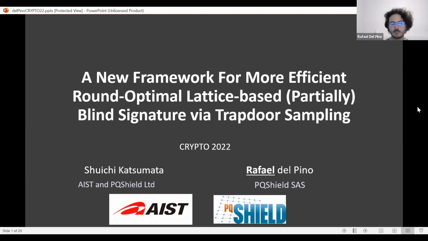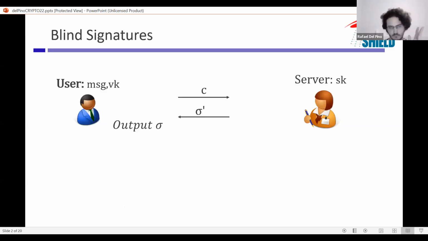Perfect. Okay. So the next presentation is "A New Framework for More Efficient Lattice-Based Partially Blind Signatures" by Shuichi Katsumata and Rafael Del Pino, and Rafael will give the talk. Thank you for the introduction. In spite of the complicated title, what we are doing is simply more efficient blind signatures on lattices. So first, what is a blind signature?